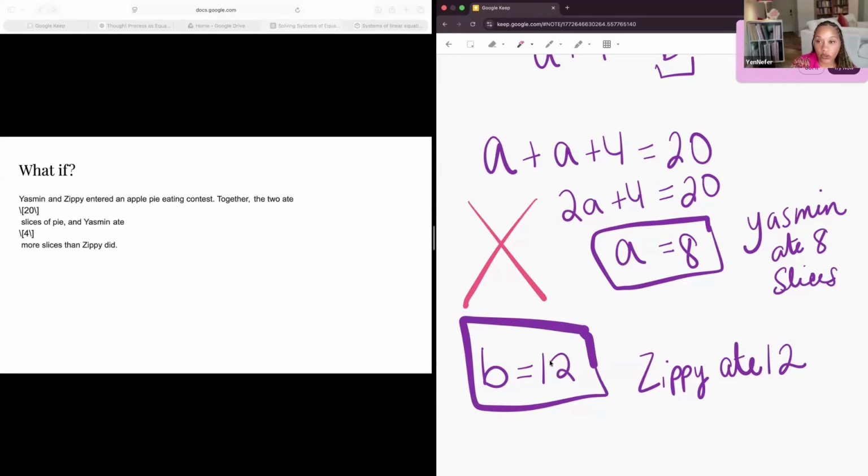What happens when you accidentally misdefine your variables is you reallocate the value to someone else or to something else. Yasmin's true value was 12, and Zippy's true value was 8. But because you misnamed and mislabeled the variables, you can switch the values.